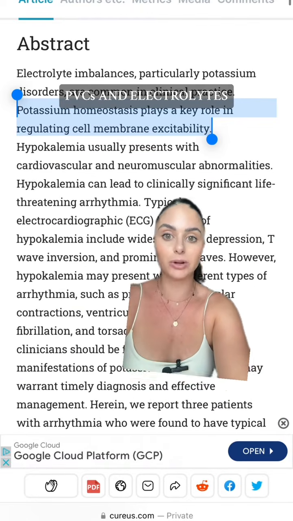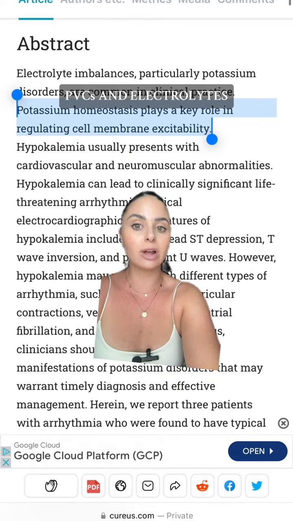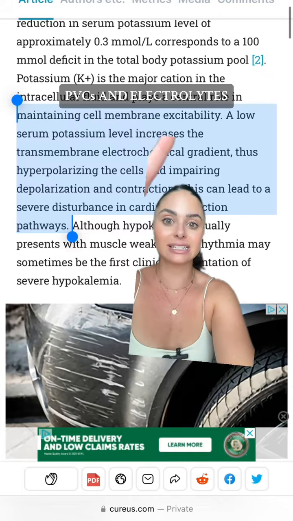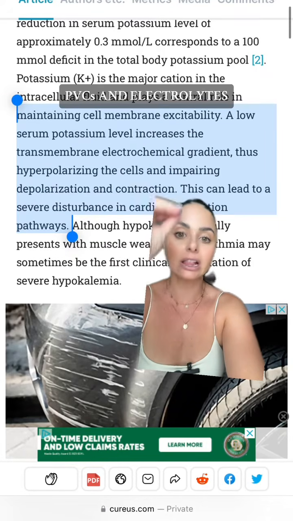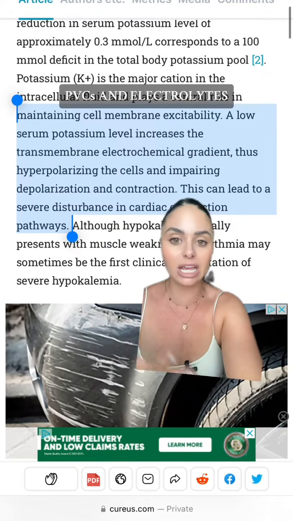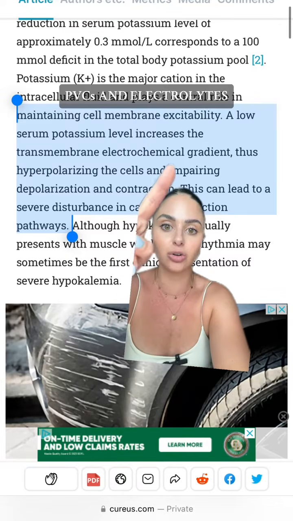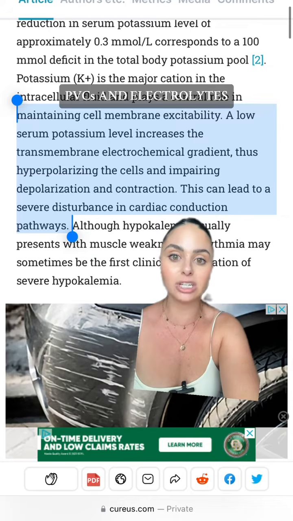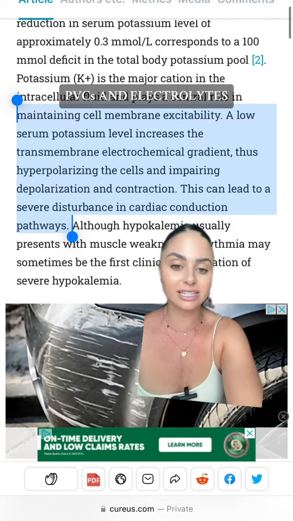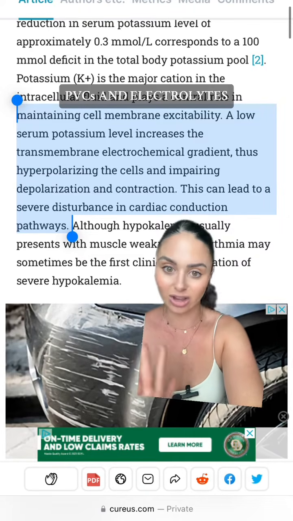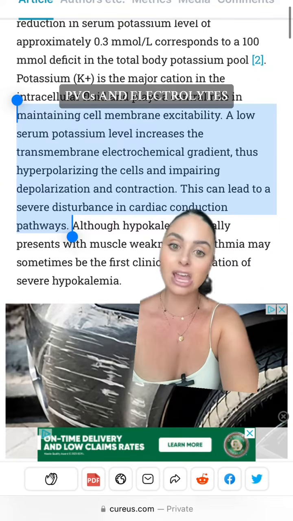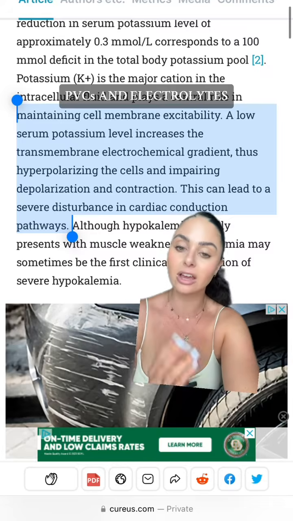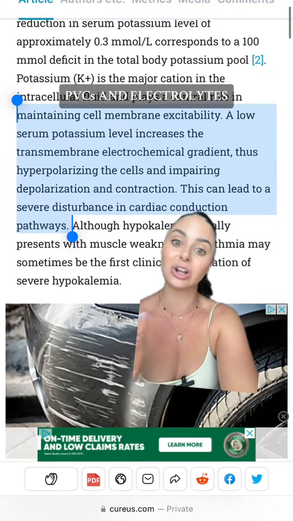Well, potassium, for example, plays a key role in regulating the cell membrane excitability. So because potassium helps maintain cell membrane excitability, a low serum potassium level can increase the transmembrane electrochemical gradient, thus hyperpolarizing the cells and impairing depolarization and contraction. This can lead to a disturbance in the cardiac conduction pathway, aka you can have a PVC from the ventricle firing prematurely, causing the premature ventricular contraction.